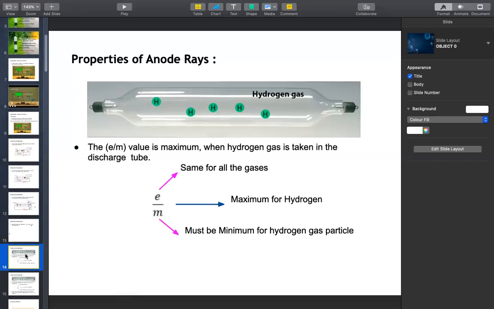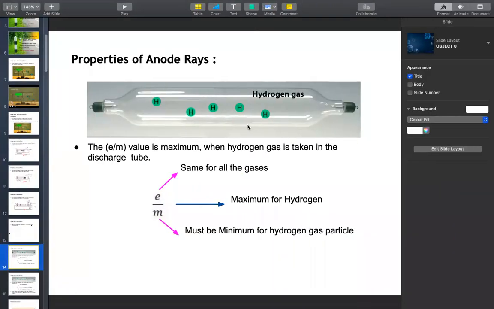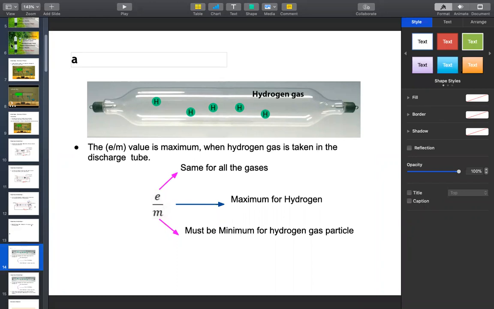Okay, so E by M ratio, to understand this thing, we will write first one line in your note. Just write this one line in your notes first. What line you need to write? I will write it here. Just a minute.